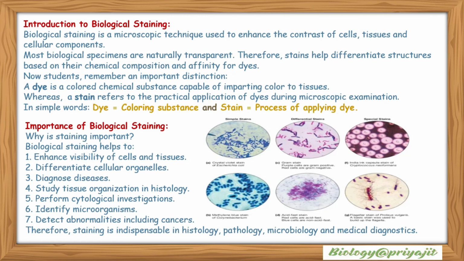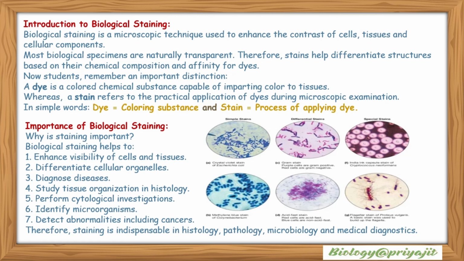Introduction to biological staining. Biological staining is basically a microscopic technique used to enhance the contrast of cells, tissues and cellular components. Most biological specimens are naturally transparent, therefore stains help differentiate structures based on their chemical composition and affinity for dyes. Now students, remember an important distinction: a dye is a colored chemical substance capable of imparting color to tissues, whereas a stain refers to the practical application of dyes during microscopic examination. So in simple words, dye means coloring substance and stain means process of applying dye.